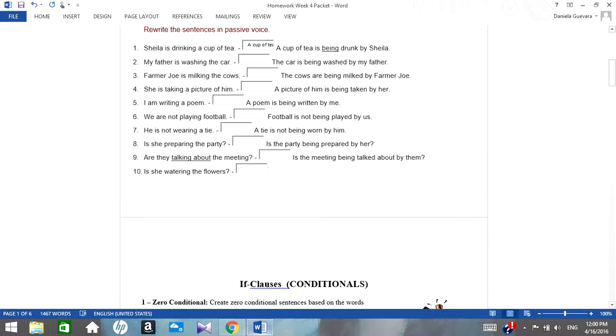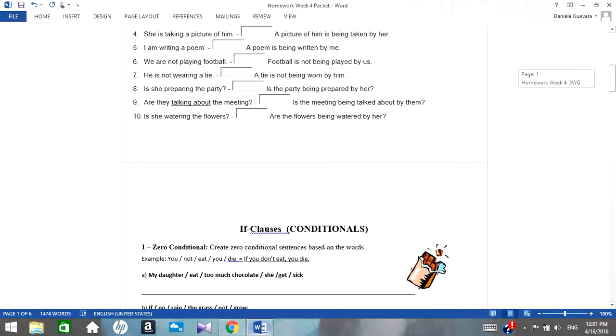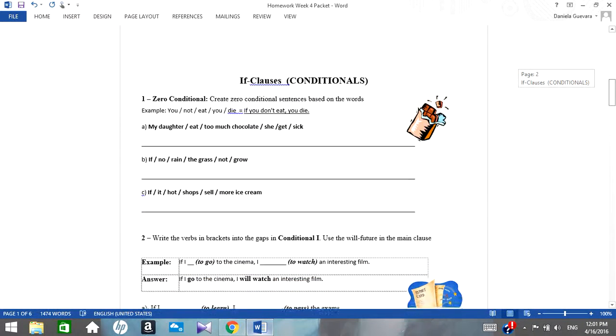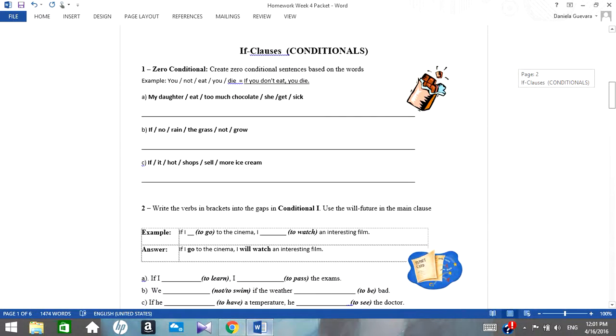Okay? Is she watering the flowers? Are the flowers being watered by her? Okay, so again, this is my object. So that goes in the beginning, and just remember are goes in the beginning if it's a question, so it's not too much more difficult. Okay, so we're done with the passive sentences. Let's go on to the conditionals.